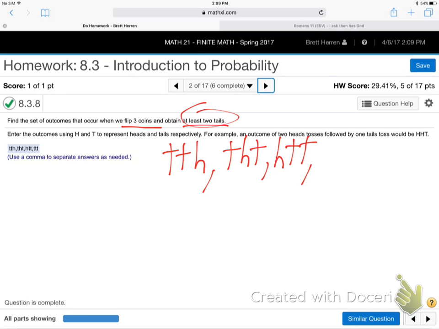They said at least 2 tails. You could get all 3 tails. That's the other one. You can put those in any order. They don't care. They just want you to list them with commas. There's the answer. That makes sense?